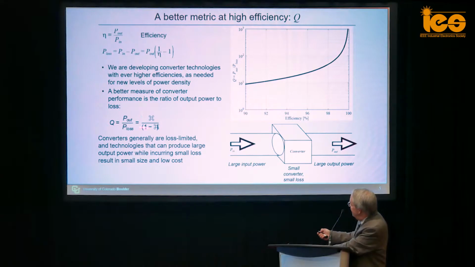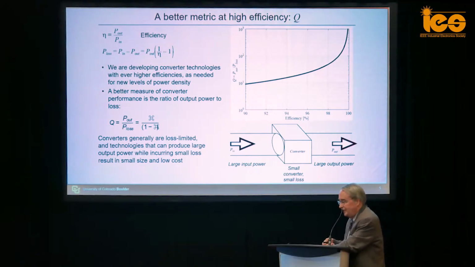So this is efficiency over 1 minus efficiency, and there's a plot of Q versus efficiency, and as you go to 100% efficiency, Q goes to infinity. This is in fact the real measure of power electronics technology. We have a certain box size, P loss is fixed. If we can double Q, we can get twice the output power and twice the power density. And if you go from 98% to 99%, you've doubled your power density and doubled your output power.